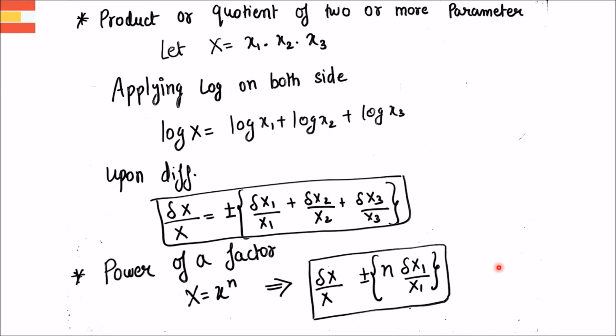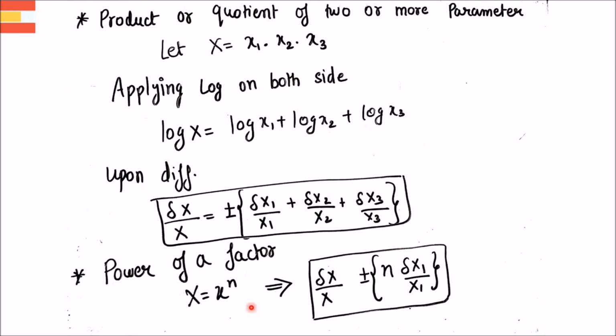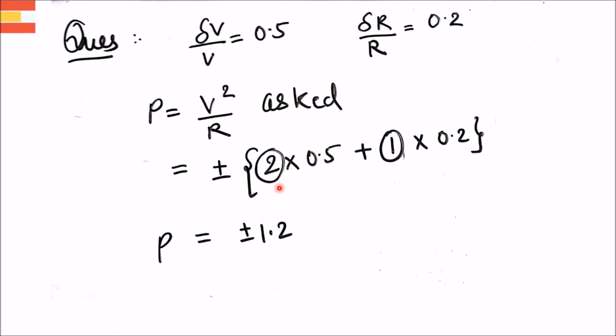So let's discuss one example. Here the error in voltage is given as 0.5 and the error in resistance is given as 0.2, and they ask for the error in power. We know that the power formula is V square by R. So here we are using the form of power of a factor, since V square is given, and we are using the quotient because V divided by R is given. Applying that formula, we get 2 because of the factor V square. So 2 is multiplied with 0.5, because del V by V is given as 0.5, plus 1 into 0.2, and we get the power error directly.